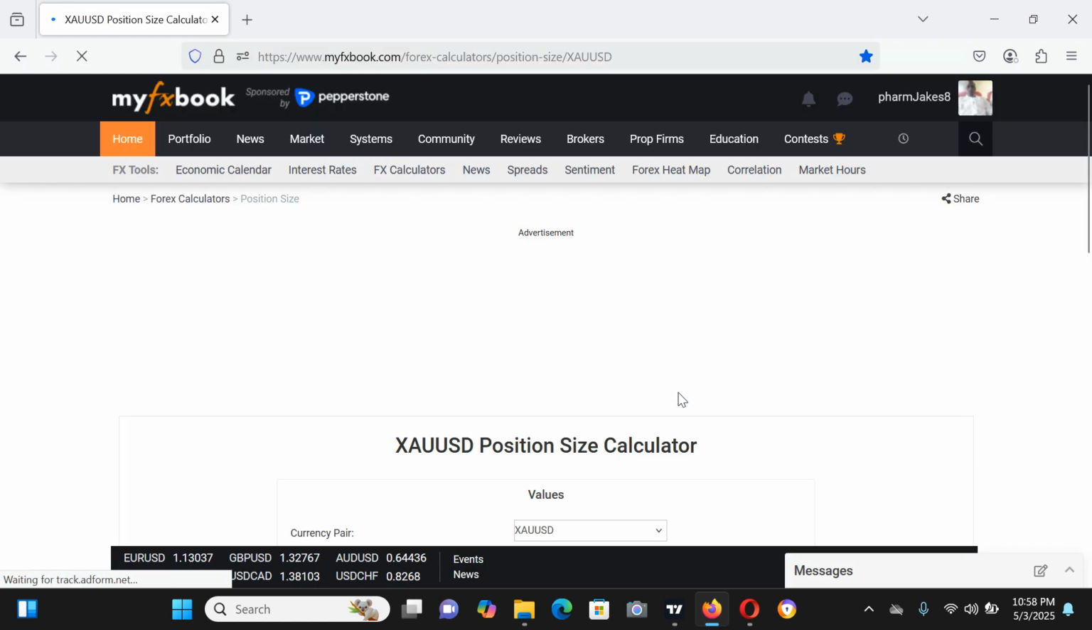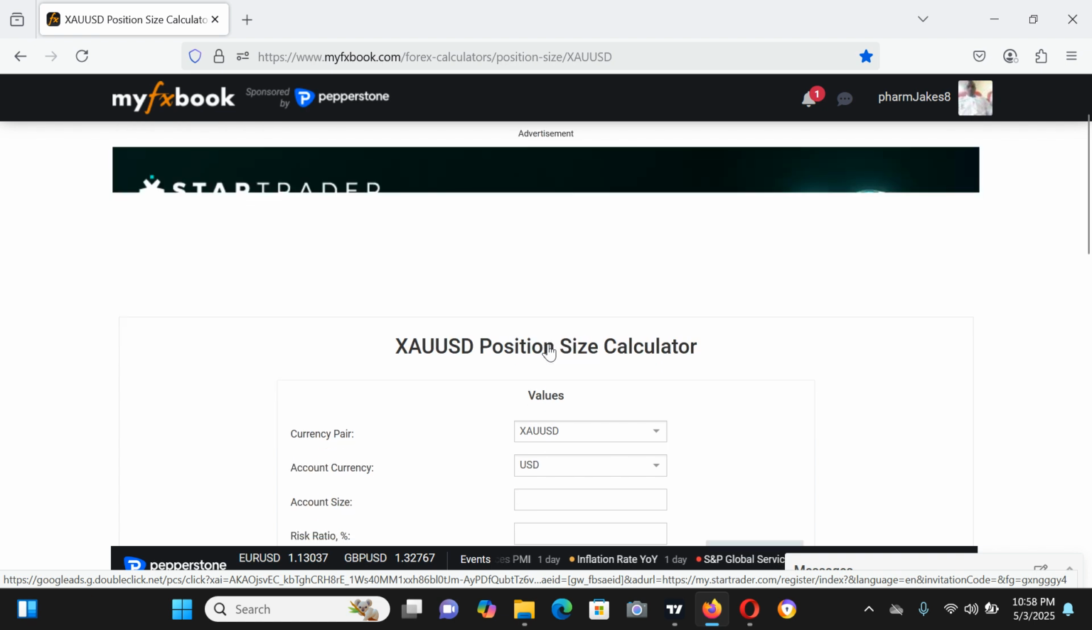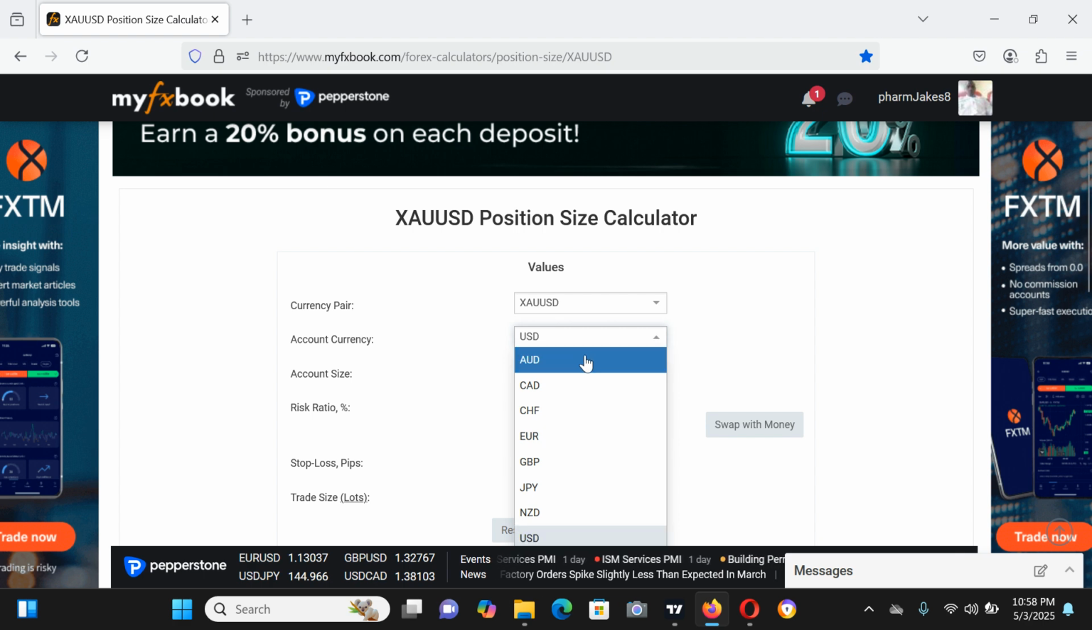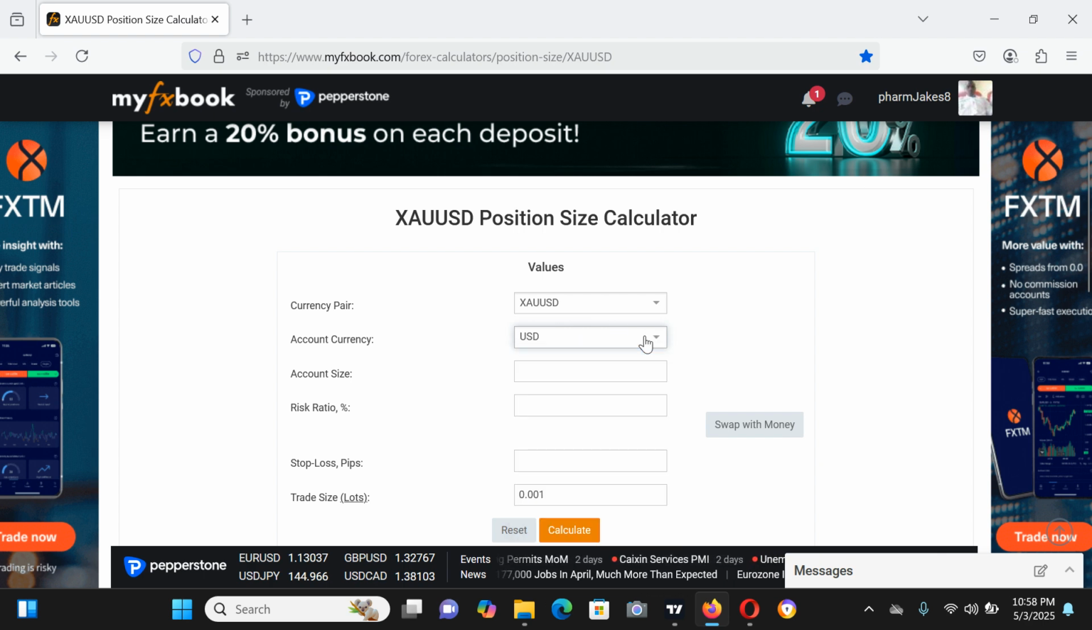So we go to my FX book position size calculator, and the first field is the currency pair, and we are trading gold. The account currency, my account currency on my MT4, MT5, is US dollar. It can be Australian dollar, Canadian dollar, CHF, Euro, Great Britain pounds, Japanese yen. So depending on your account currency, you choose it appropriately. Mine is US dollar.